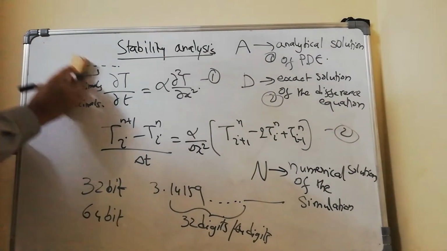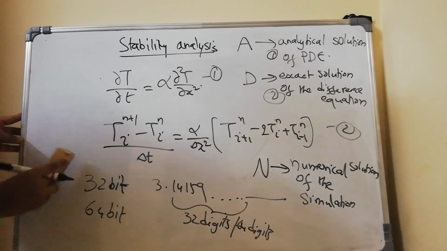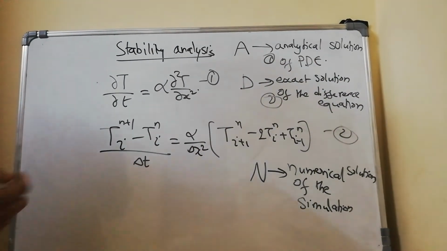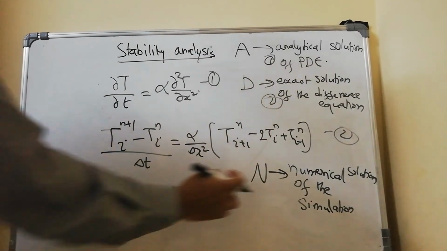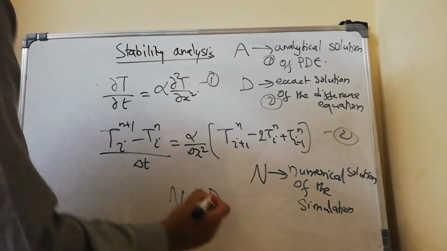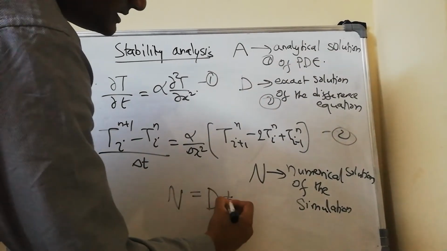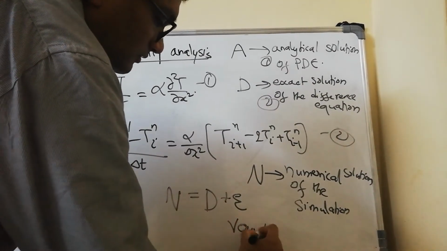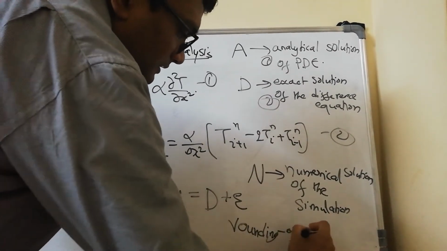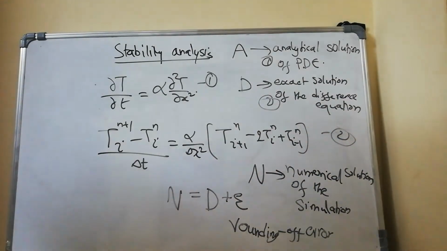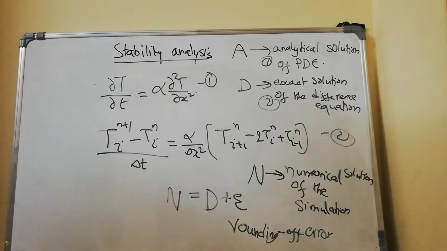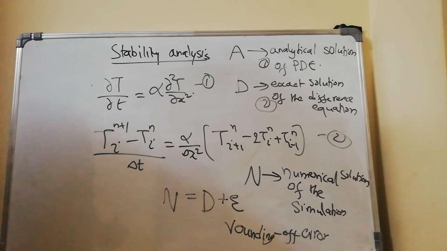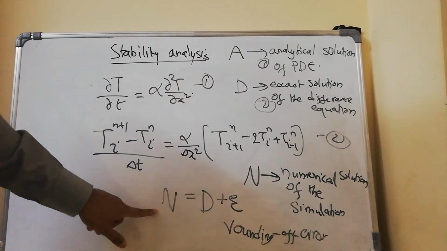So we can represent these as rounding off errors. We already know that there is a rounding off error in a computer. We can say that this numerical solution is nothing but the exact solution of the difference equation plus some error, which is the rounding off error. Now we know that this numerical solution satisfies this difference equation. This is what we are trying to compute using a code.